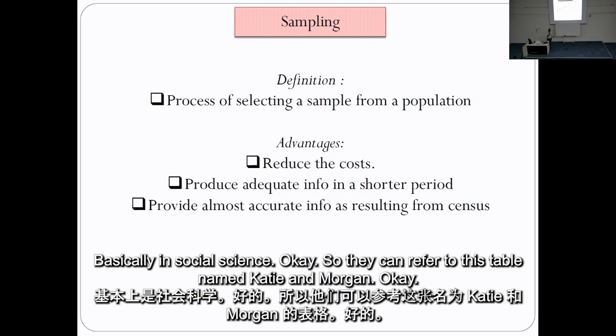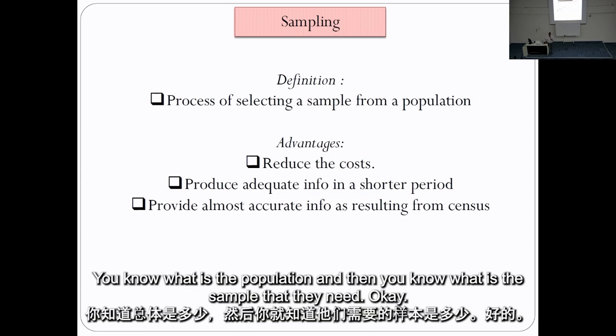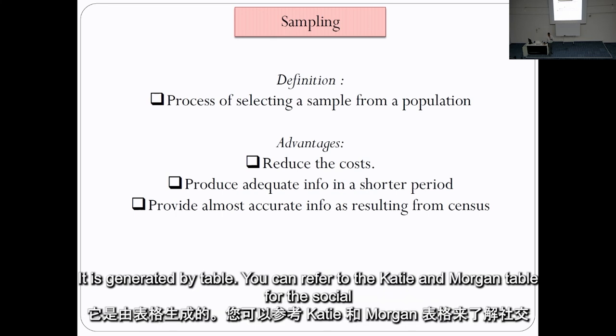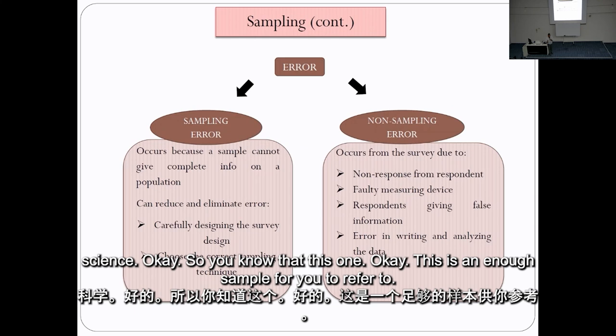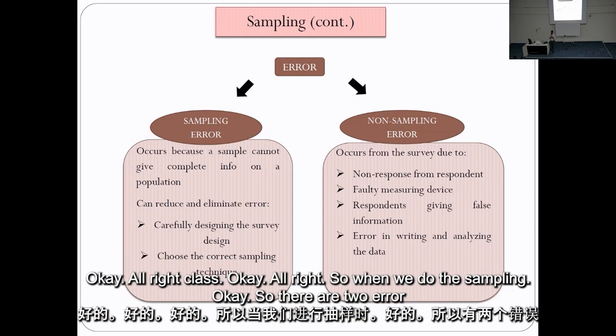Basically, in social science, they can refer to the table by Krejcie and Morgan. You know the population, and then you know what sample is needed. It is generated by the table. You can refer to the Krejcie and Morgan table for social science, so you know this is an enough sample. All right, class.